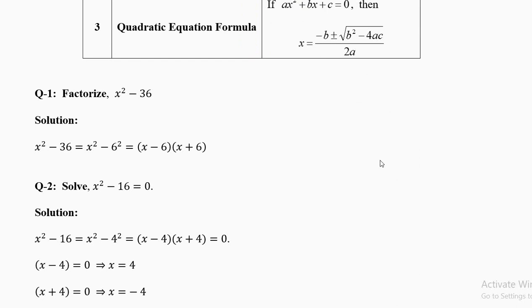That's why we have plus or minus in this formula. Now example 1, factorize x square minus 36. 36 equal to 6 square. You can do it with the help of your calculator. Put square root of 36, you will get 6. That means 36 equal to 6 square. x square minus 36 is equal to x square minus 6 square, which is equal to x minus 6 into x plus 6.